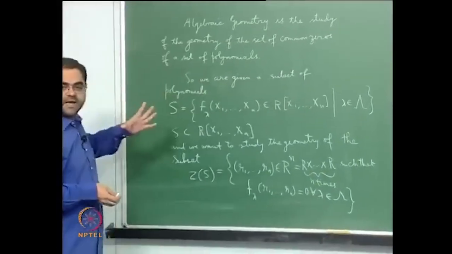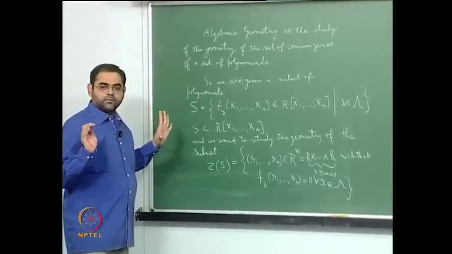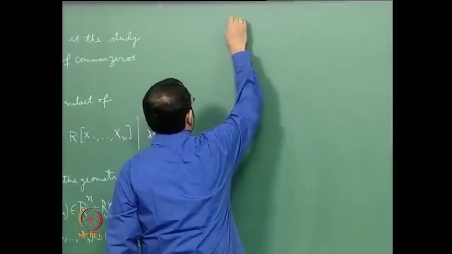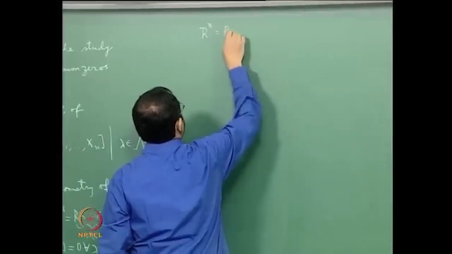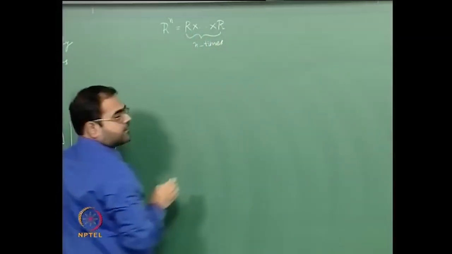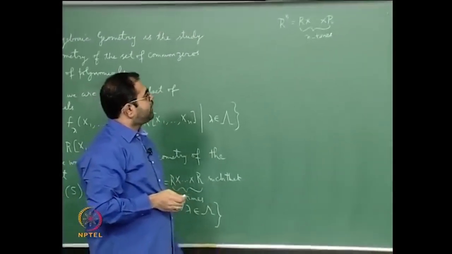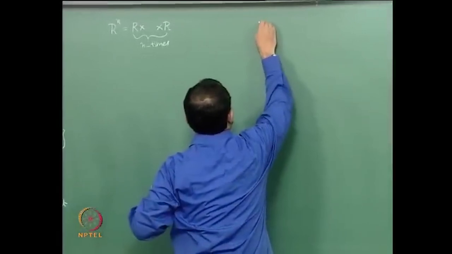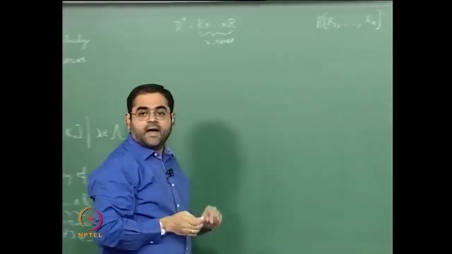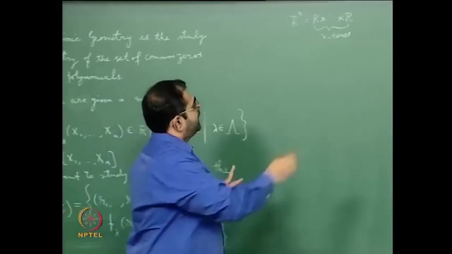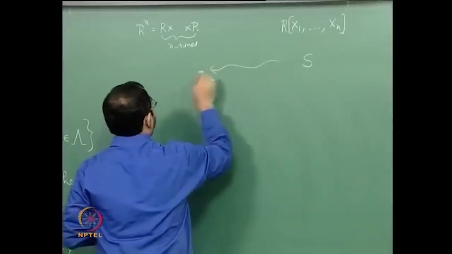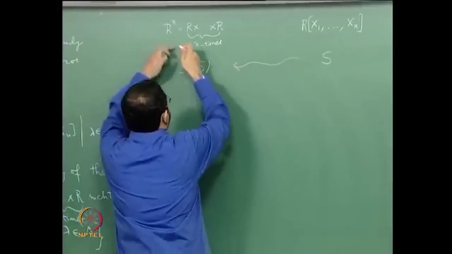So basically what is happening is that you already have two objects here. On the one hand you have R^n, which is R cross R, n times, and on the other hand you also have the polynomial ring over R in n variables. And what is happening is that I am given a subset S of the polynomial ring, and I am associating to that subset the set of common zeros of that subset, which is a subset of R^n.